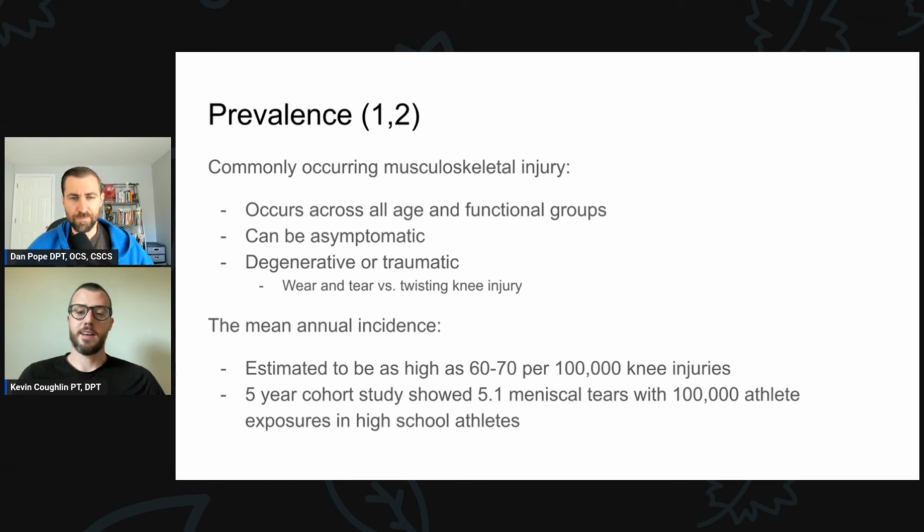The mean annual incidence, so how often is this occurring? It's estimated to be as high as 60 to 70 per 100,000 knee injuries. A 5-year cohort study showed that 5.1 meniscal tears occur per 100,000 athlete exposures in high school athletes. So this is a fairly common injury that we'll see in the knee, especially in younger folks that have a traumatic knee injury, definitely.